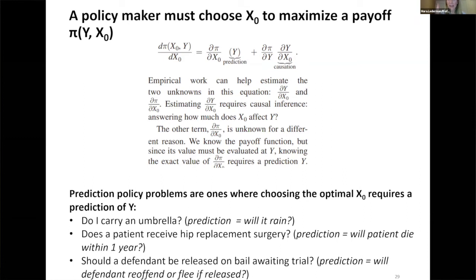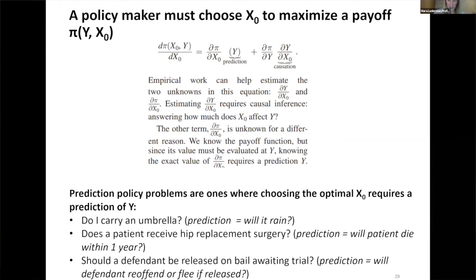They said that the classical causal inference problem is all about estimating how X impacts Y, and then we understand the mapping from Y to the payoff function. The prediction policy problem typically assumes away a causal relationship between X and Y and wants to know directly how X impacts the payoff, but the challenge is that the impact of X on the payoff depends on Y, and we don't know Y. So if we can predict Y, we can make better decisions around X.